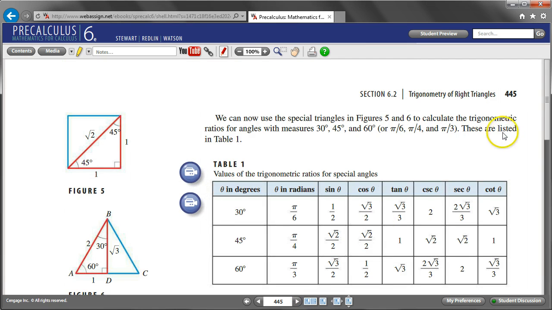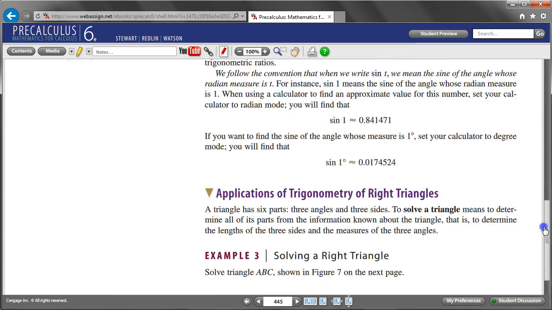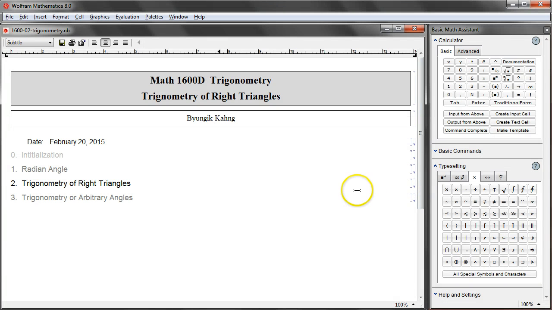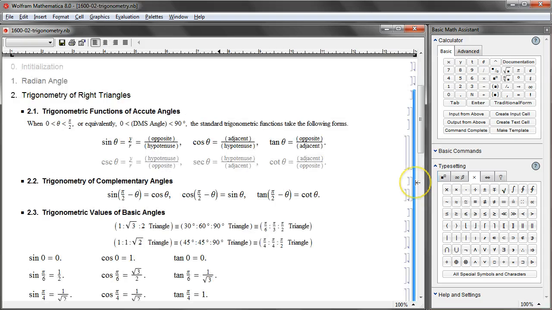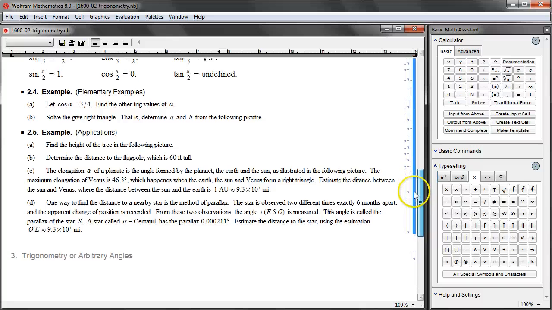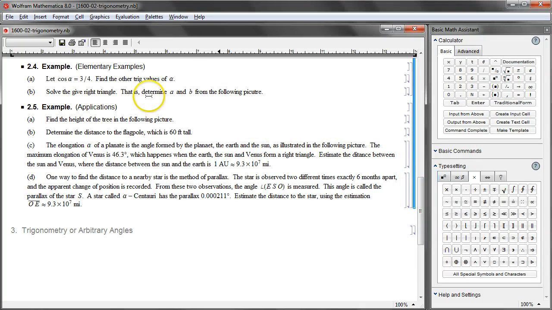What is the other kind of problem that I'm going to key upon? Solving a right triangle. Example 3. Solve triangle ABC shown in figure 7, which I'm going to show you in a moment. Basically what we have here is one side and one angle, and we have to find out the other sides. We have a little bit more control over my notebook where I can write and highlight and things like those. So let's get away from our textbook and then reproduce the same thing in my notebook.